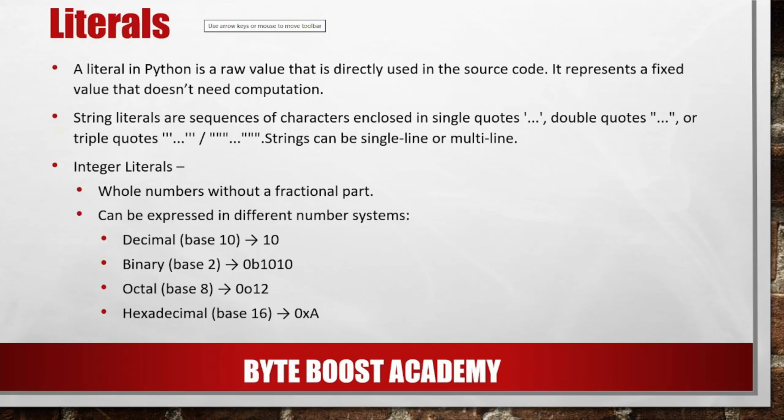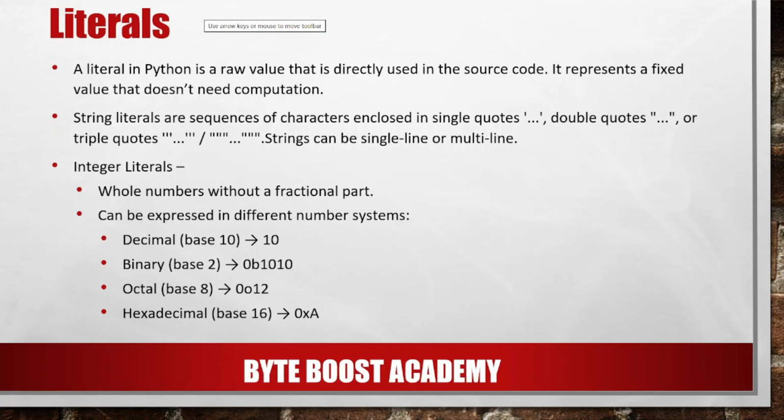Again, a literal in Python is a raw value that is directly used in the source code. It's a fixed value, as I said. String literals are also there, enclosed in single quotes, double quotes, or triple quotes. Strings can be single or multiple line.